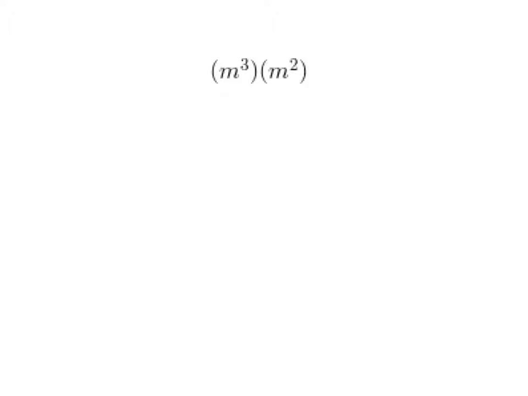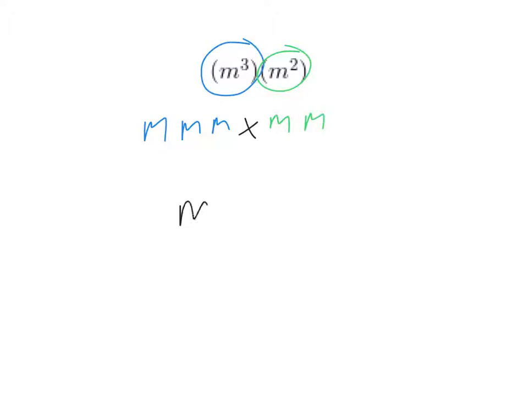Now I'm going to multiply m cubed and m squared. So m cubed is m times m times m, and I'm going to multiply that by m squared, which is m times m. If you'll notice, for all of them my base is m. And how many of them do I have? I've got 1, 2, 3, 4, 5 of them. So my answer would be m to the fifth.